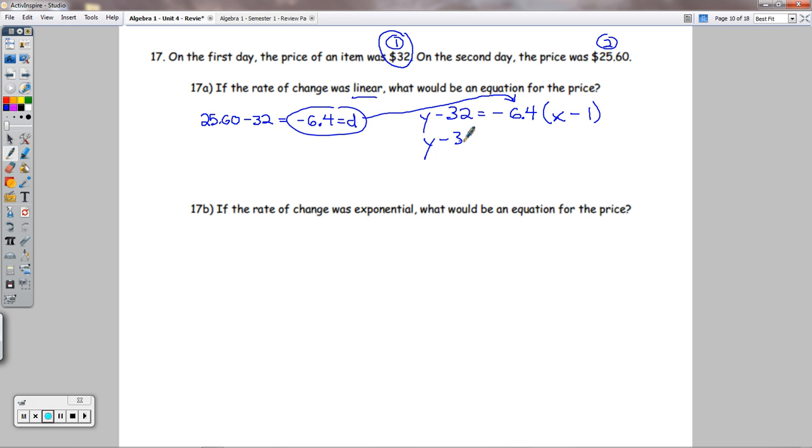So solve for y from here. Negative 6.4x plus 6.4. You can add 32 to both sides. We distributed the 6.4, adding 32 gives me a final equation, y equals negative 6.4x, and then adding these two numbers together, plus 38.4.